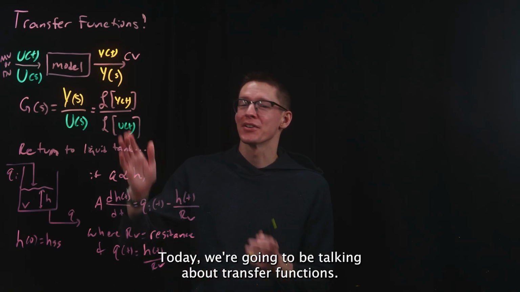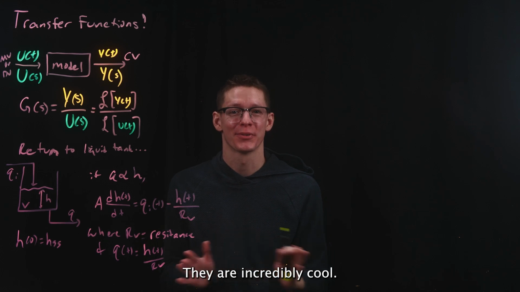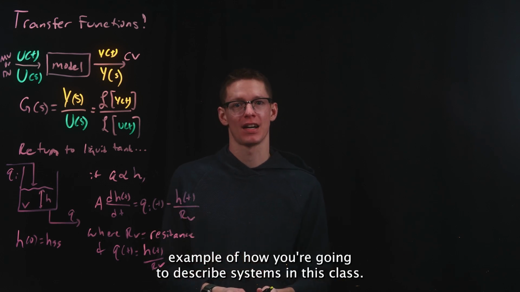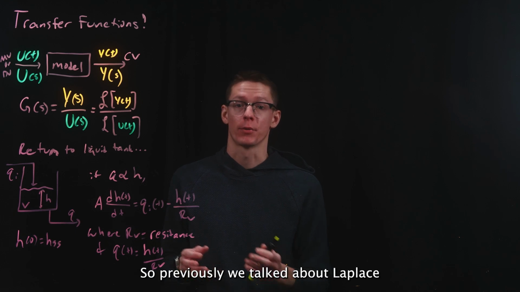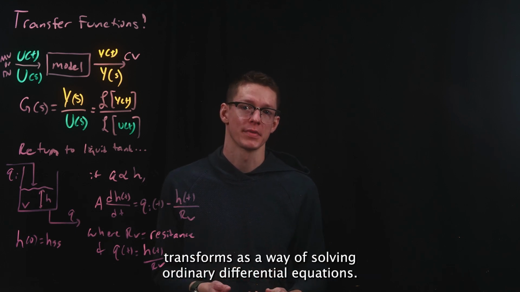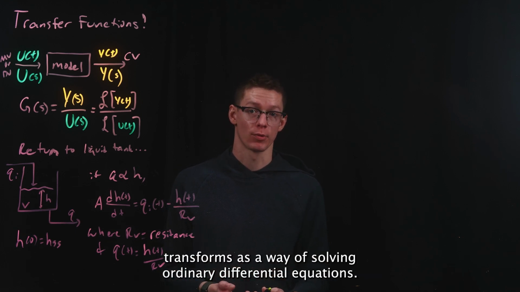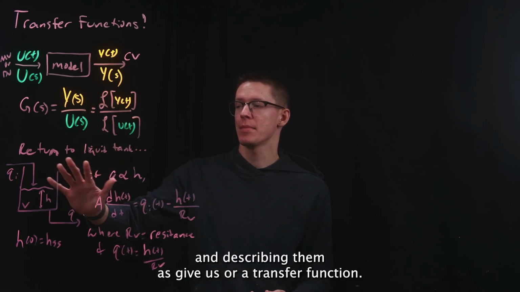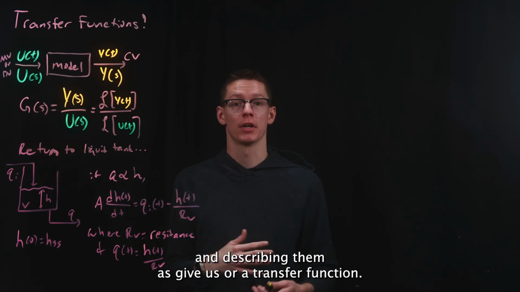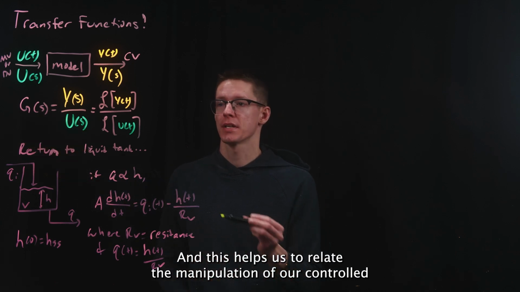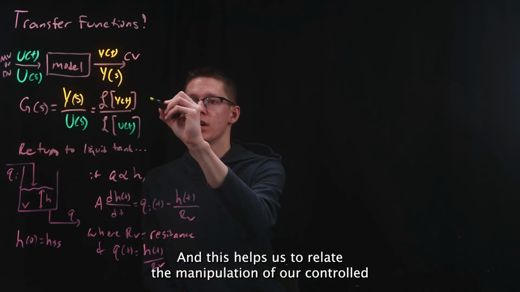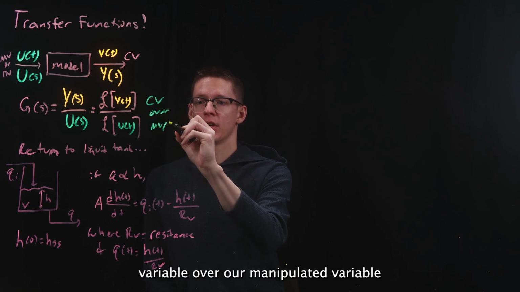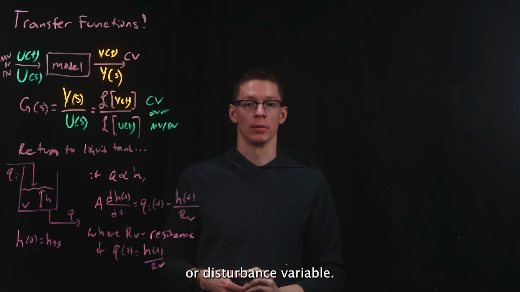Today we're going to be talking about transfer functions. They are incredibly cool, and this is going to be a great modeling example of how you're going to describe systems in this class. So previously we talked about Laplace transforms as a way of solving ordinary differential equations. Here, we are going to be taking systems and describing them as G of s, or a transfer function. And this helps us to relate the manipulation of our controlled variable over our manipulated variable or disturbance variable.